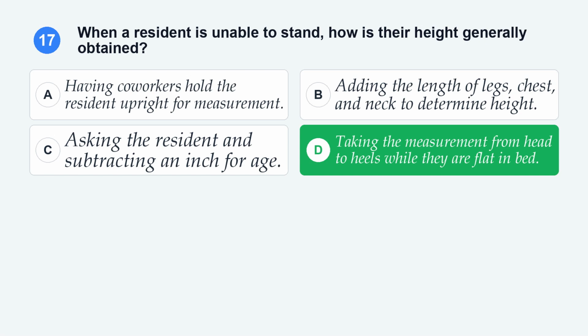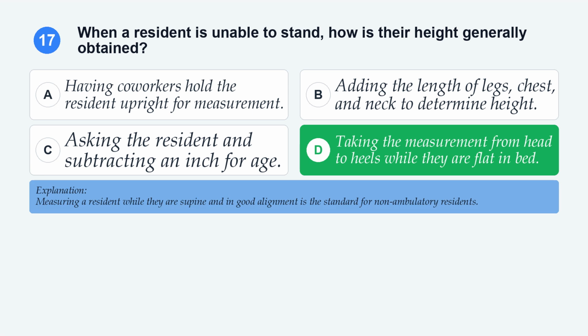The correct answer is option D. Taking the measurement from head to heels while they are flat in bed. Explanation. Measuring a resident while they are supine and in good alignment is the standard for non-ambulatory residents.